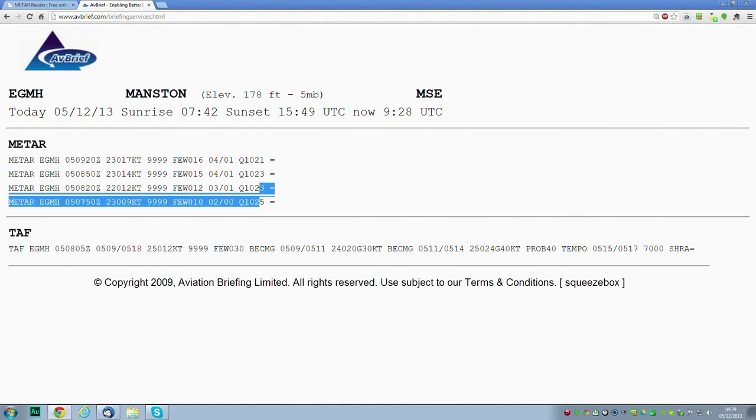And as far as the pressure goes, the QNH in hectopascals is going down. So 25, 23, 23, 21. So we know how to interpret the METAR.